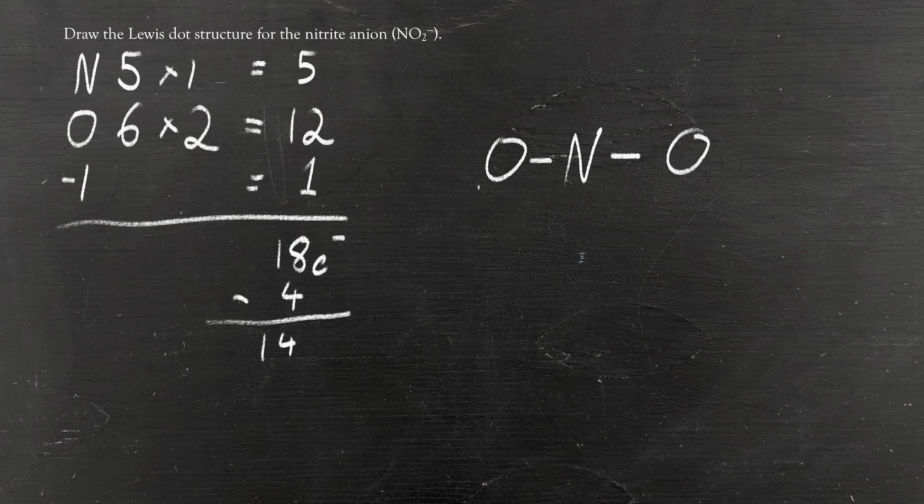So we're going to start placing these 14 electrons as lone pairs, starting on the outside. Each oxygen can accommodate 3 lone pairs. This has used up 12 of our electrons. So we have 2 more, which we will put here on nitrogen. Looking at this structure, you can see that although the oxygens have a full octet, the nitrogen does not. So we're going to move one of the lone pairs in to create another bond.